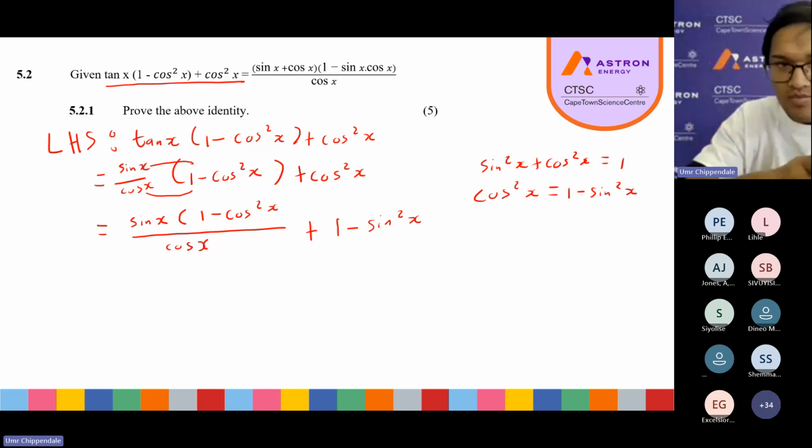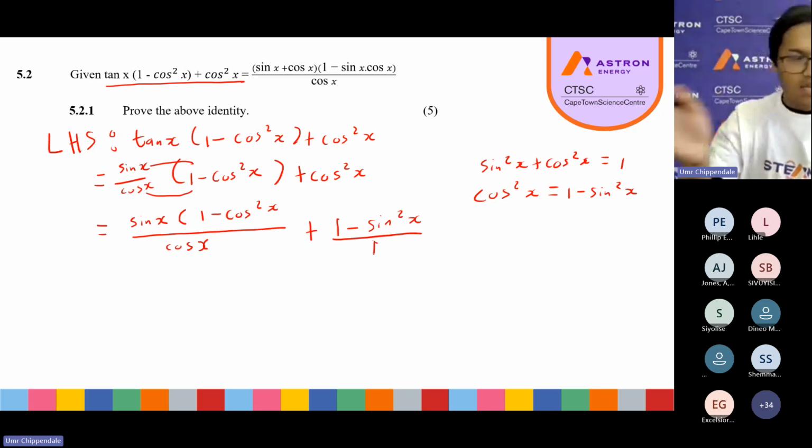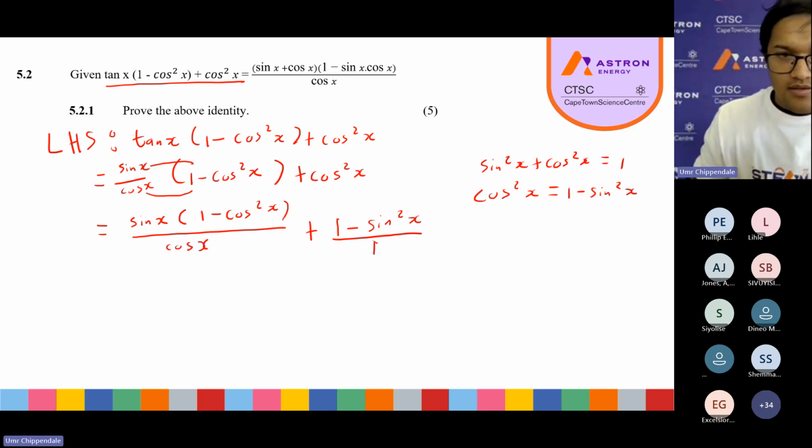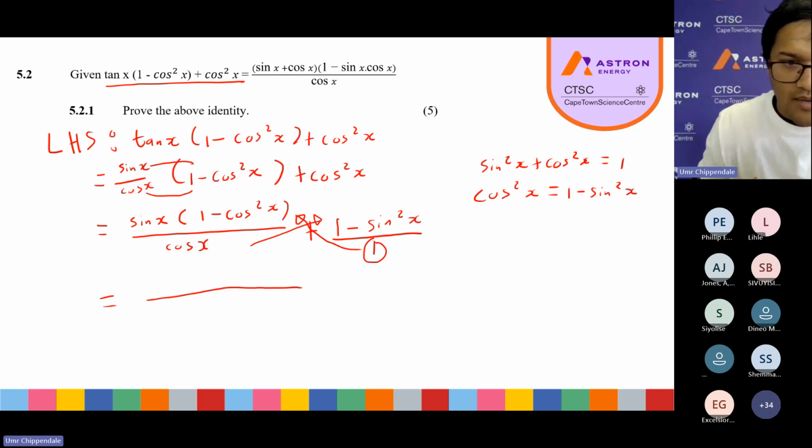Now we see there's a plus in between both of these. So when it comes like this, we could just say this is over 1 as well. Now we have fractions that we're going to add. And whenever you add fractions, you multiply your denominators together, and then you take the denominator of the one and multiply by the numerator of the other one, and the denominator of the other one and multiply by the numerator of the first. So that 1 multiplied by cos x is just going to be our denominator.